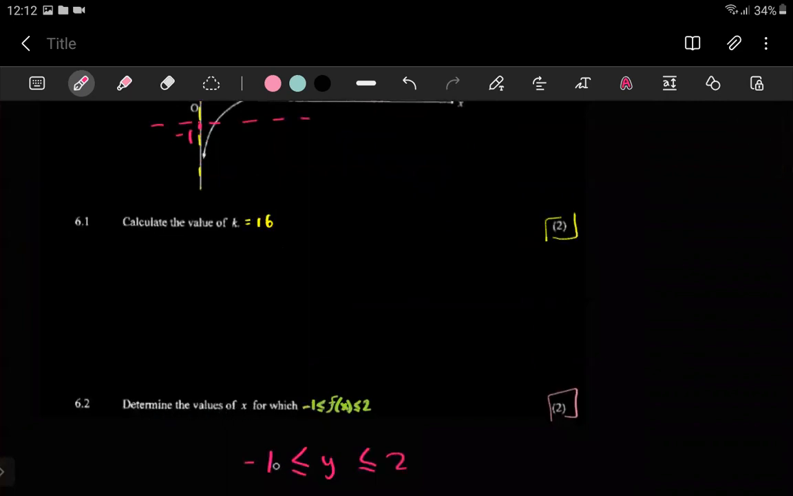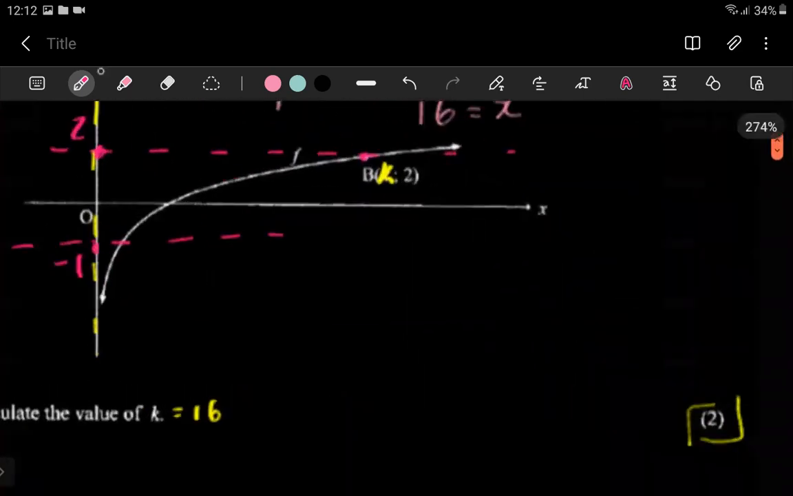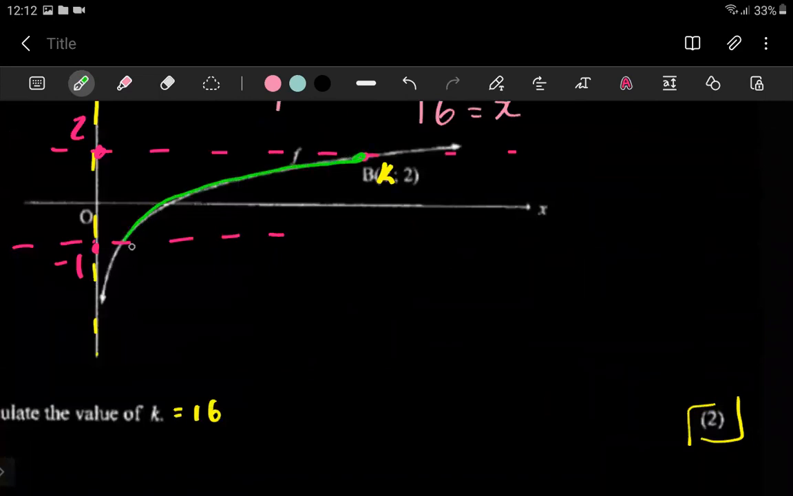x for which this graph is between -1 and 2. So if you're looking at it, we can see that the graph is between -1 and 2 here. This is the space in between -1 and 2. So all we need is this specific x value and this specific x value. This one we already have, it's 16. We just need this x value here. So we need to find what x value we have here when the graph has a y value of -1.